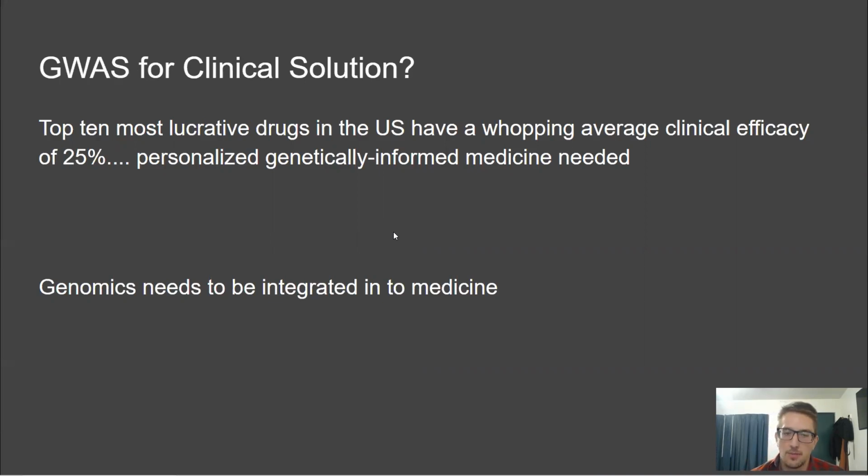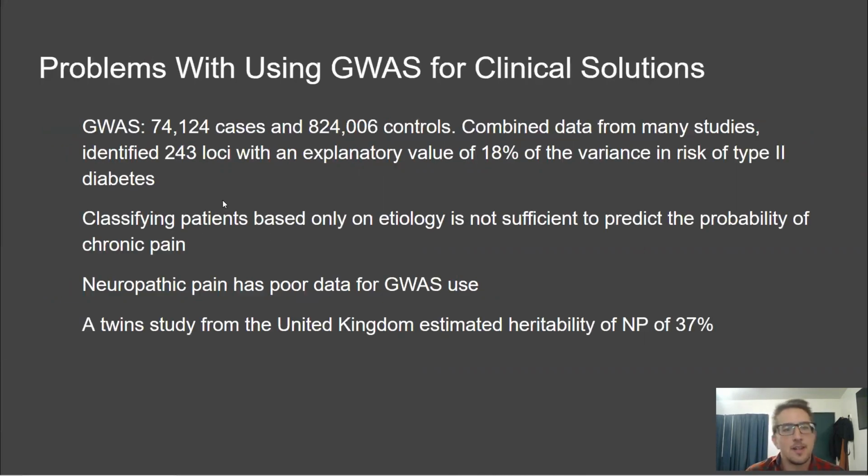You can get your genotype done sometimes at the doctor's office if they're looking for a particular variant and they know what they're looking for, but most of the time genotypes are not integrated into healthcare, which is something that needs to be done to help make up this gap in pharmacological efficacy.